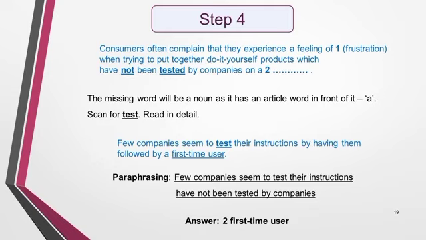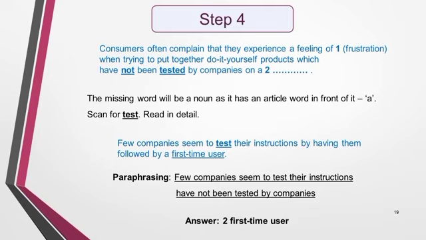I select Not Tested, as this is the main idea. I also know that I'm looking for another noun, as the missing word has an article in front of it, the word a. I scan on through the text and find the word test in the next sentence. I read the sentence in detail to check if the information matches.